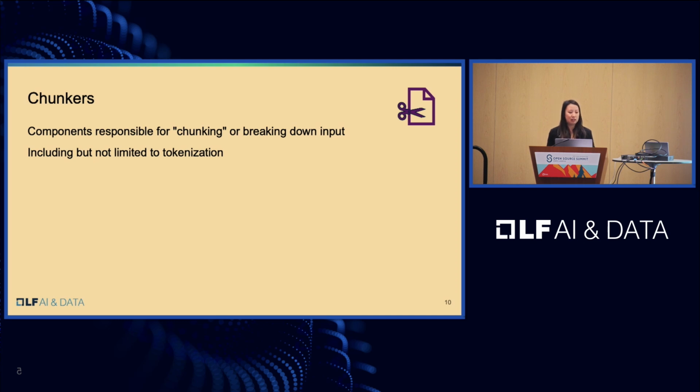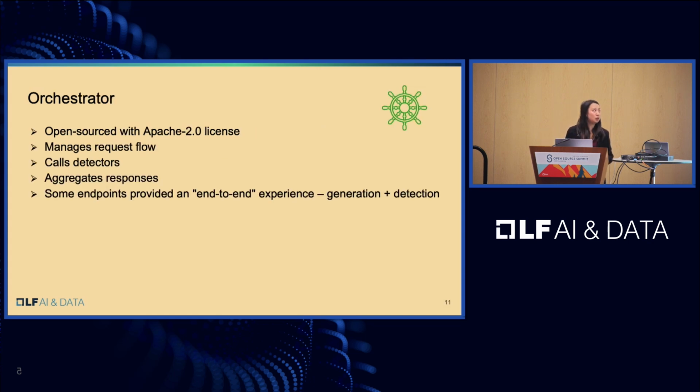Next, we have chunkers, and these are components responsible for chunking or breaking down input. And this is including but not limited to just tokenization. And this is helpful in the case where your detectors might take different sorts of inputs. Say your detector was trained on sentences, you'll need something to pre-process that input. So a chunker might be helpful to break that down. And this might also be helpful, say your detector is working or trained on code. And how do you separate out the different functions or parts of the code that you would like to specifically focus on?